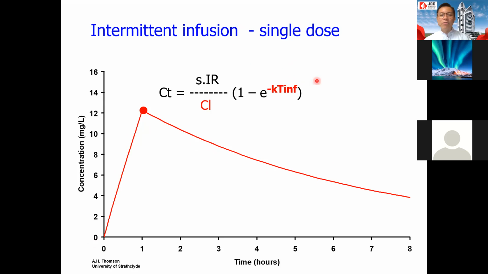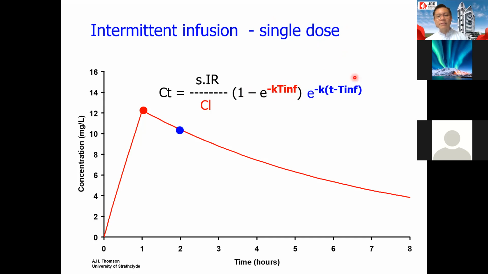The formula that we use is this one. C(t) means the concentration at any time t. It will be R0 (infusion rate) per clearance, which is the steady state, and this one is the fraction achieving steady state, just like in the infusion before it achieves the steady state. This is the fraction achieving steady state, because this is a single dose.